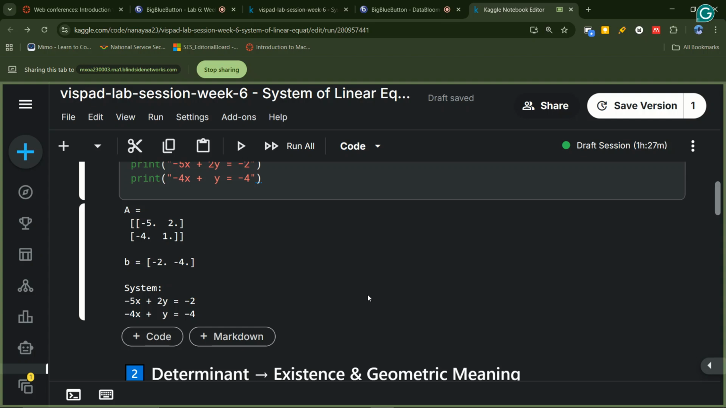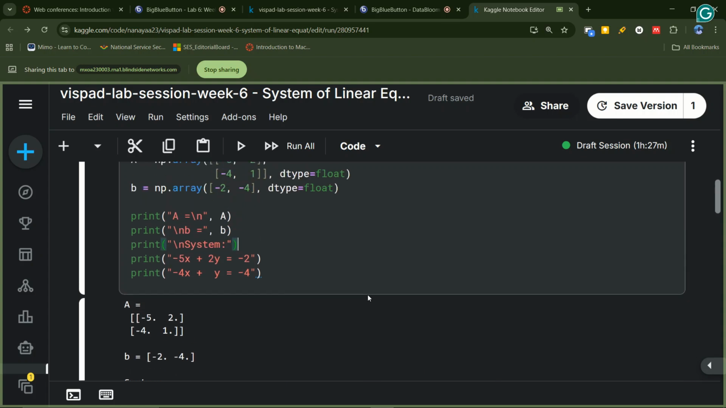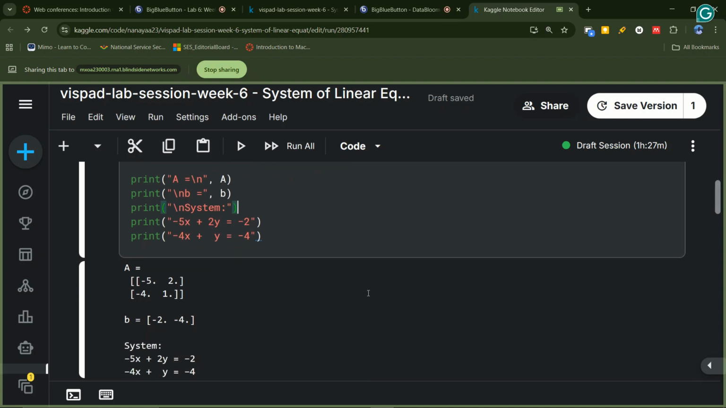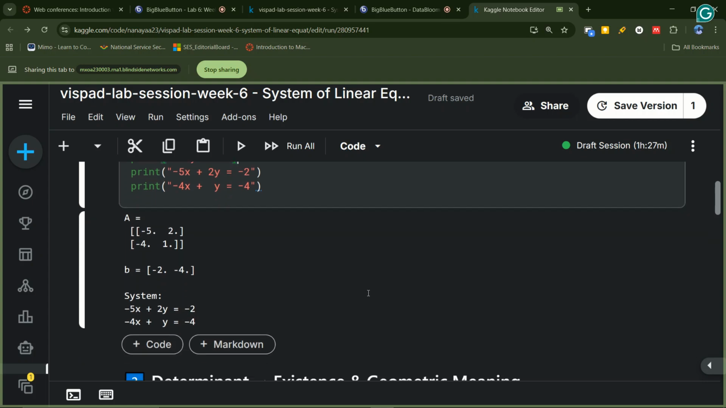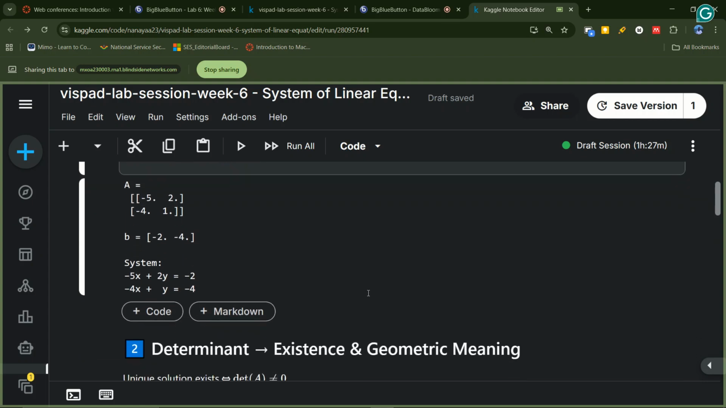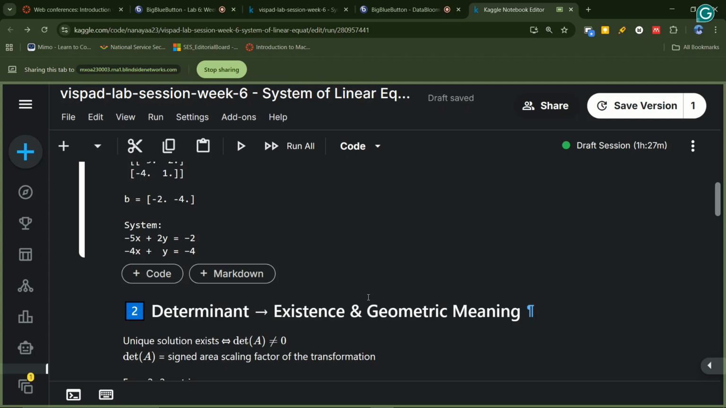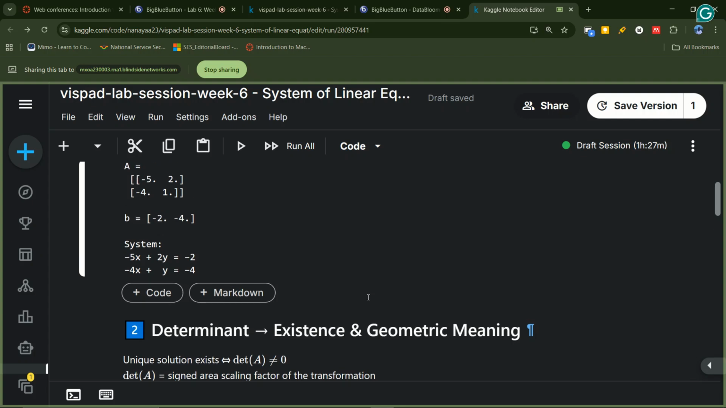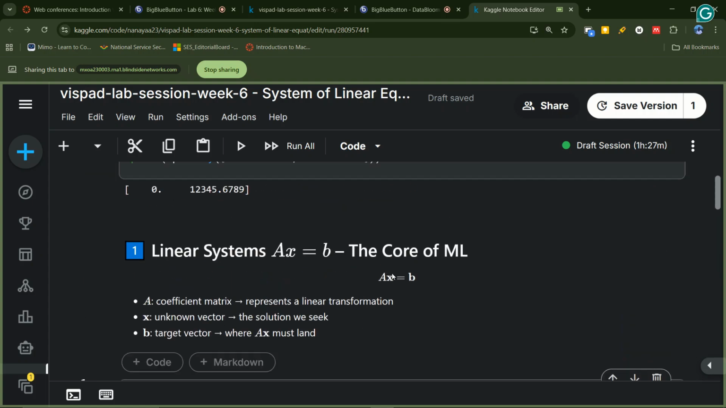Obviously, A creates a 2 by 2 matrix, which is [-5, 2], [-4, 1]. Usually we use dtype equal to float because it forces all the numbers to be floating point values. So that is just by the way. You realize that we printed the result: -5x plus 2y equal to -2. This is the same as what we've represented here.